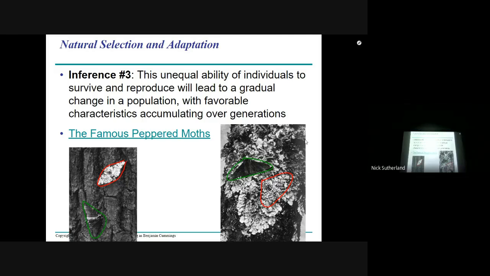If they survive to reproductive age better, then they get to pass their genes on to the next generation, and their genes are going to accumulate over a longer period of time. So all of a sudden we get a shift in what's called the allele frequency.